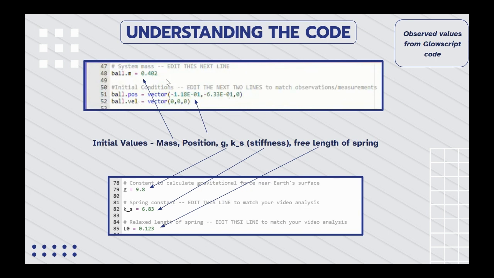So this is our code. These are the initial values that we know. The mass here, the position of the ball, and then the acceleration due to gravity, which is obvious, and then the stiffness, which can be observed through the CSV file, and also the initial information can be seen in the pre-lecture video, and then the free length of the spring, the relaxed length, which is 0.123.